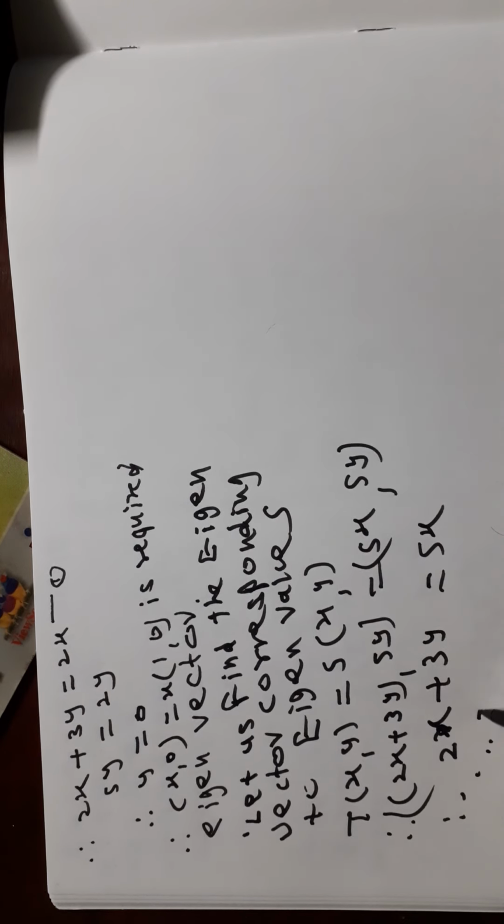Therefore 3x minus 3y is equal to 0. This is equation number 1. 3x minus 3y is equal to 0, that is x is equal to y, and y belongs to any real number, y belongs to R.